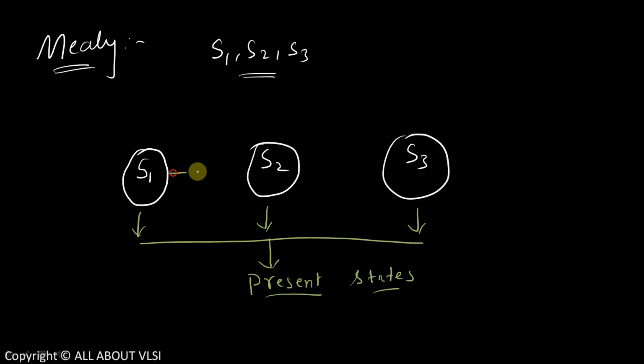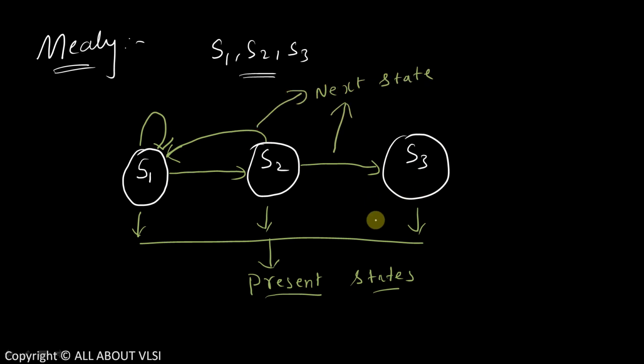The arrow marks from S1 to S2, from S2 to S3, the self arrow mark, or from S2 to S1, represent your next state. Now, where do we represent inputs and outputs? In the case of Mealy FSM, we represent the input on the arrow mark, followed by the output. So, input followed by output.